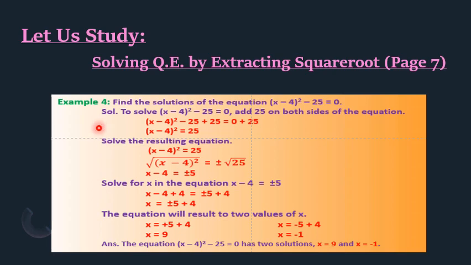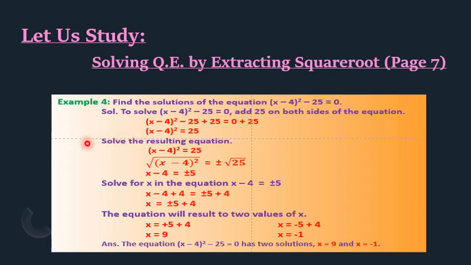Last, example number 4 for extracting square root. Find the solution of the equation (x minus 4) squared minus 25 is equals to 0. Look here, we need to move the negative 25. So, negative 25 plus 25 gives 0, and 0 plus 25 is equals to 25. So, it is now formed: (x minus 4) squared is equals to 25.